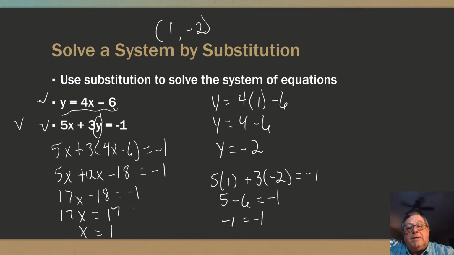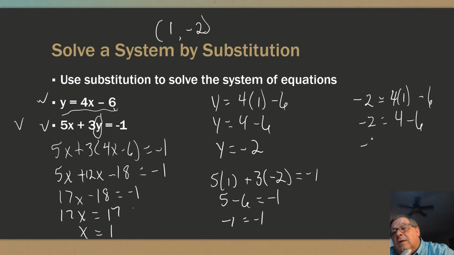And if I wanted to be extra careful, I could even substitute it in for the first equation. So how about that? Let's substitute -2 for y, and let's set that equal to 4 times 1 minus 6. And -2 equals 4 times 1, which is 4, minus 6. And -2 does in fact equal -2. And so my solution, 1, -2, proves true in both equations, and that is the solution of a system by substitution.